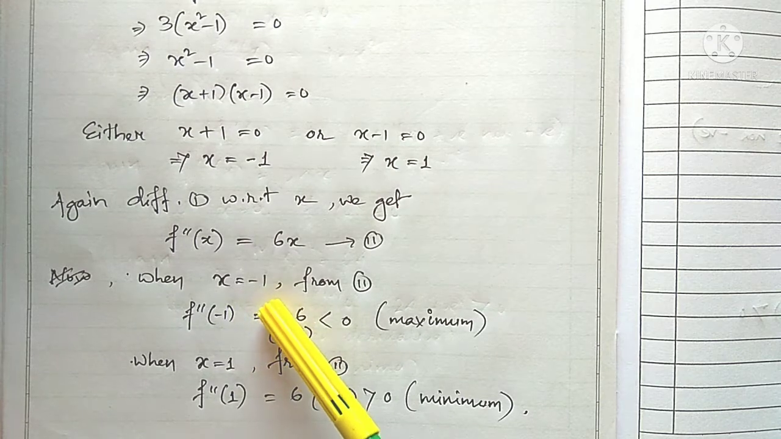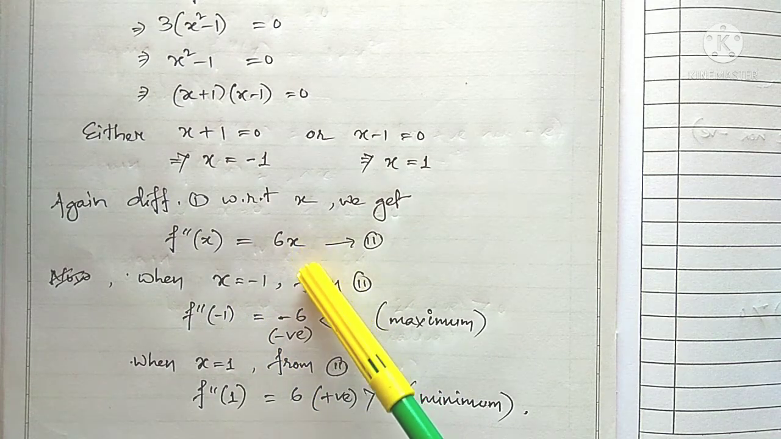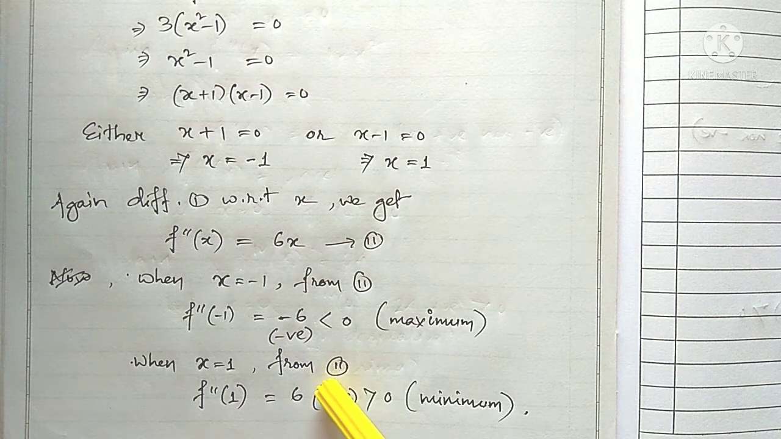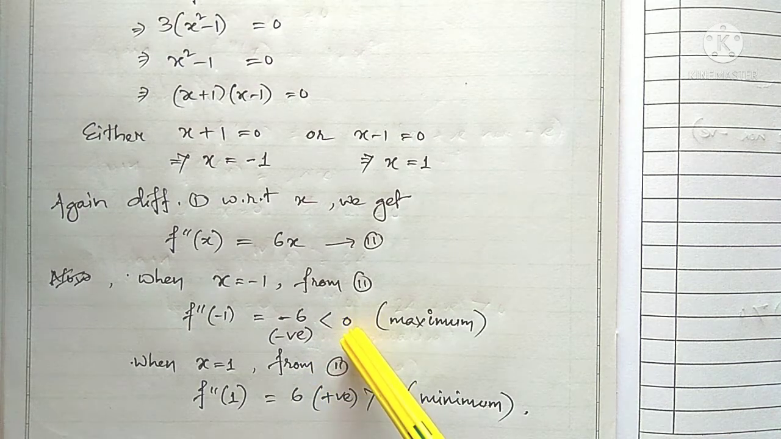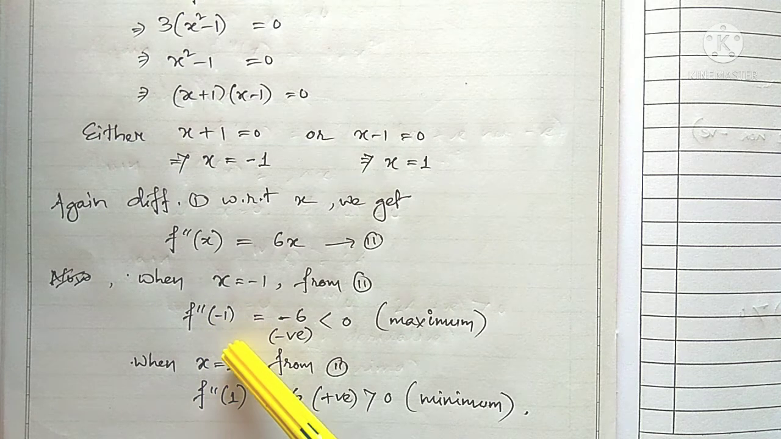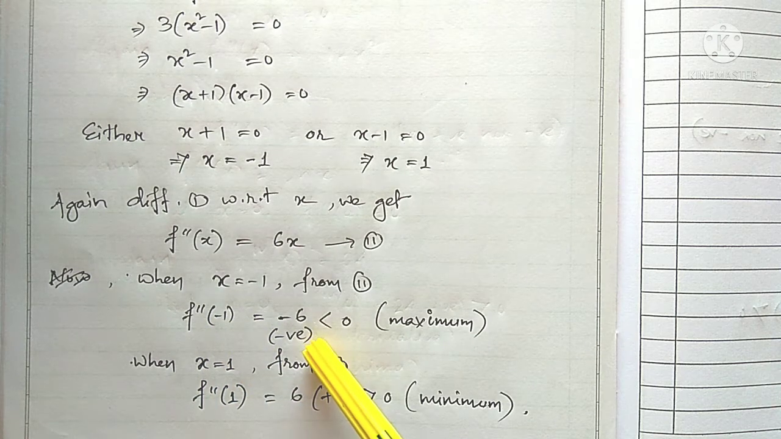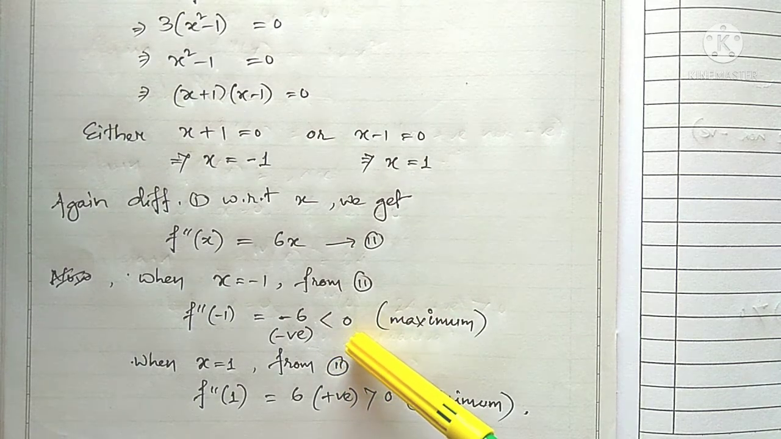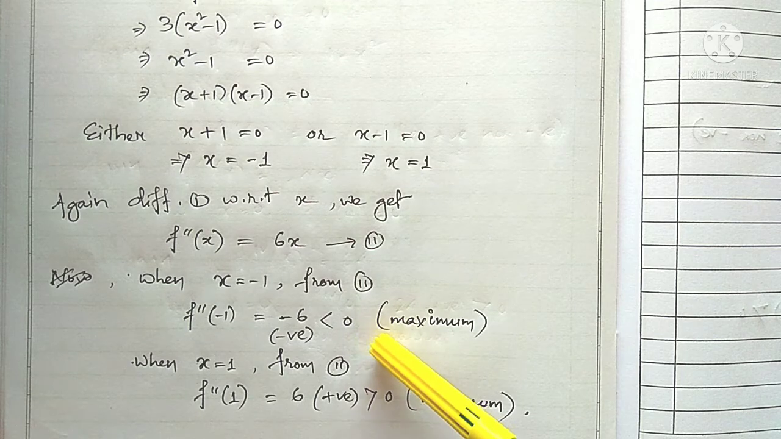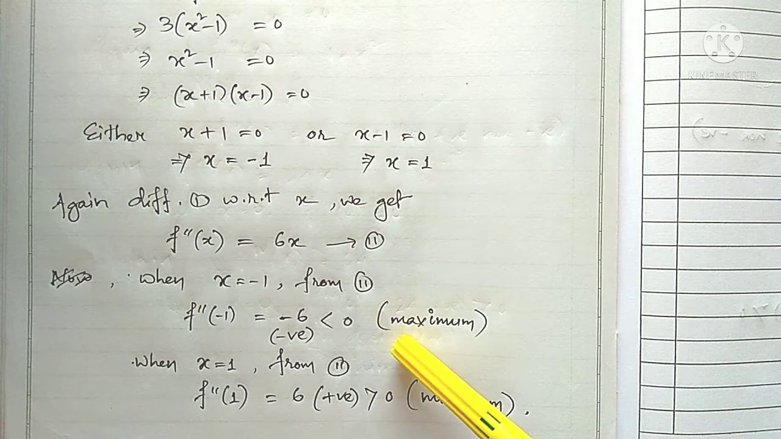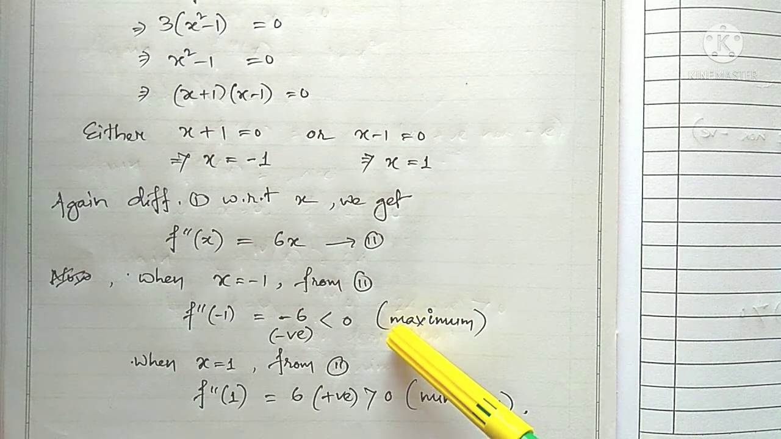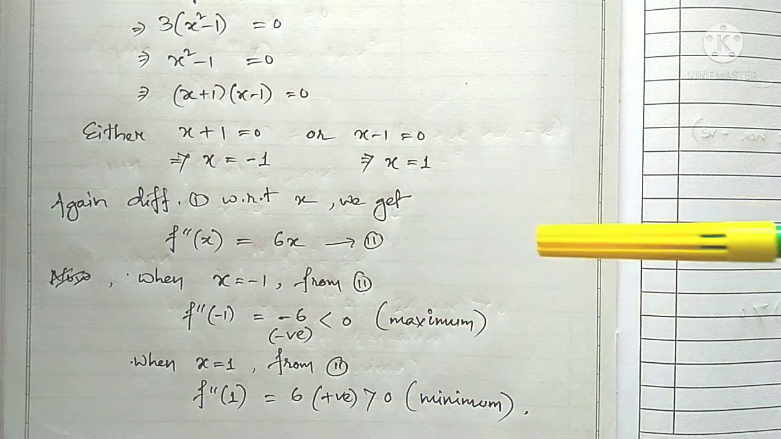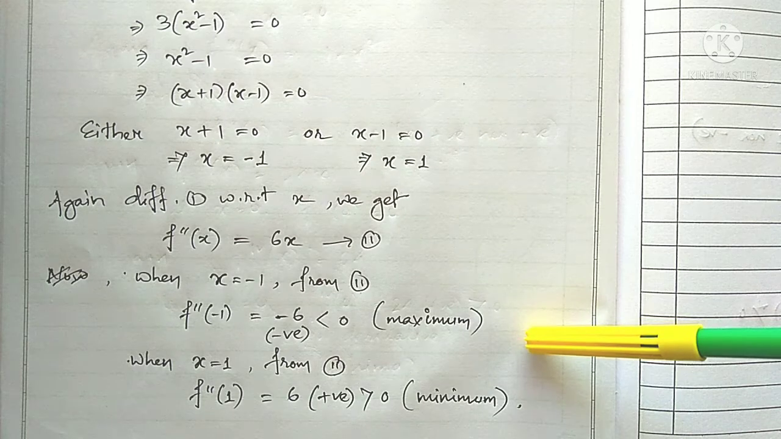So when we put x equal to -1 in place of x, then we get -6, that means a negative value. So negative value means less than 0. So f double dash of -1, when we put, we get a negative value, that means less than 0. Now here the procedure is totally changed from the first derivative. In the first derivative when we get less than 0, then we get minimum, but in the second derivative when we get less than 0, then we get maximum value. Understood? Totally opposite of the first derivative.